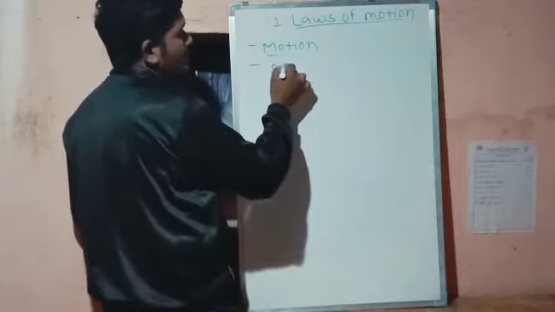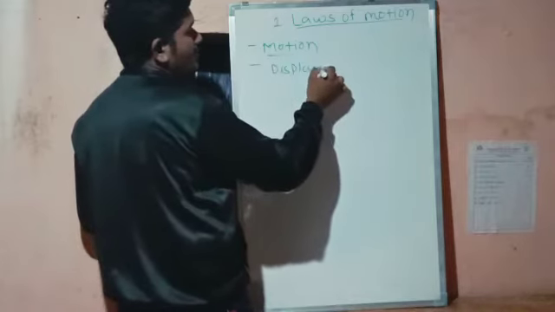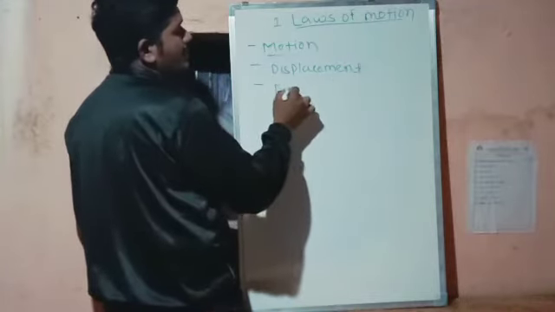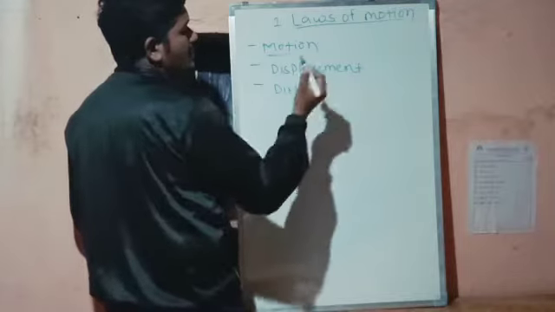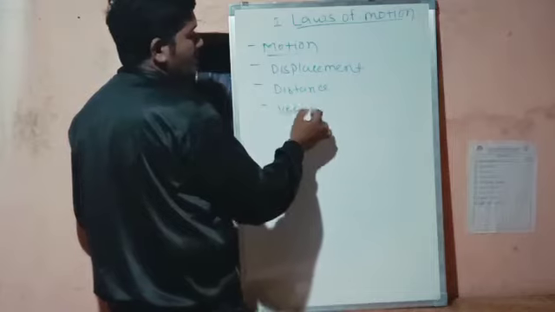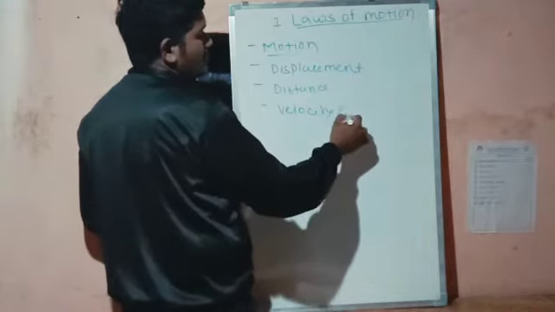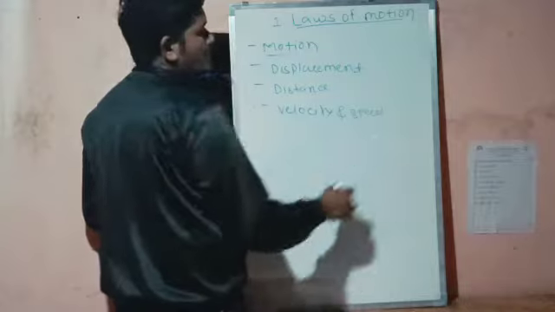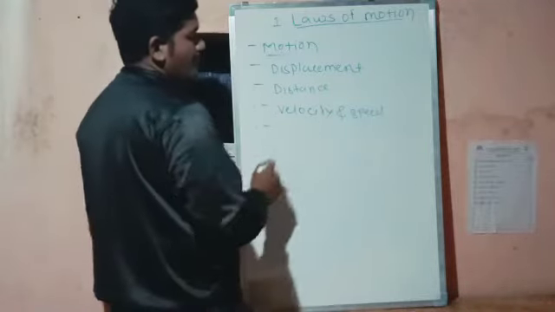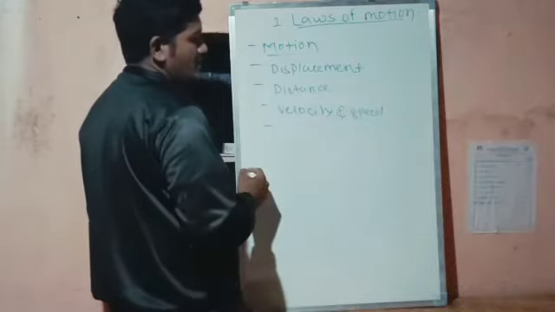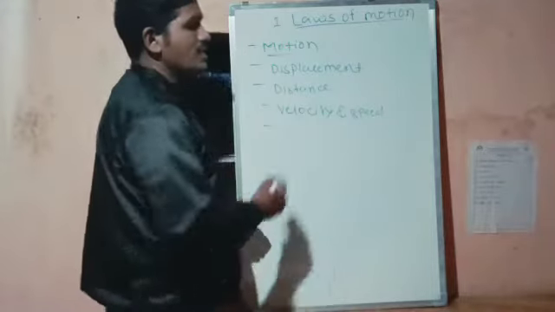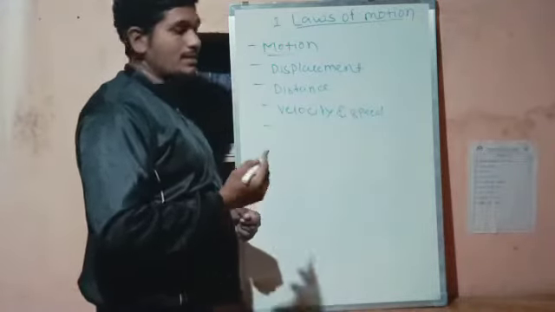Then there will be displacement. Then there will be distance. Then after that we will be learning velocity and speed. This we will be discussing. After that we will learn about the relationship between them, that part comes in the velocity and speed study.